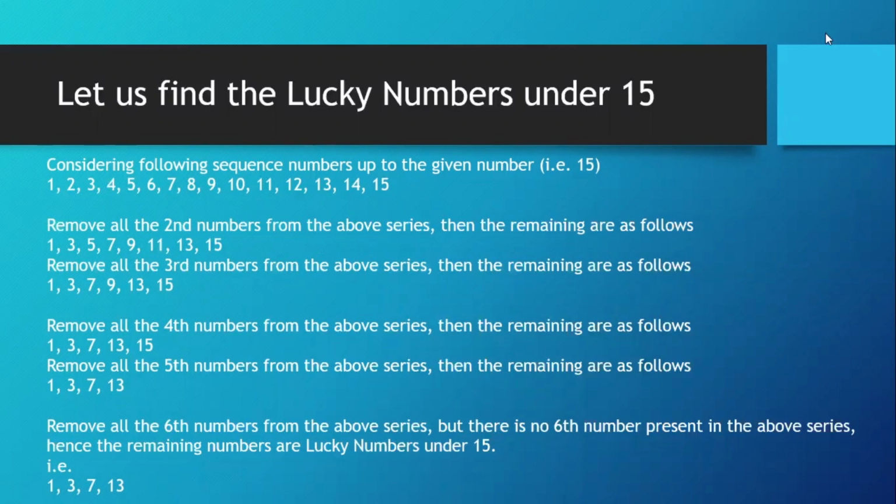After this, if we try to remove the sixth element from the remaining set of numbers, we could not find the sixth element at all. Hence, the remaining numbers are called the lucky numbers under 15, as can be seen.